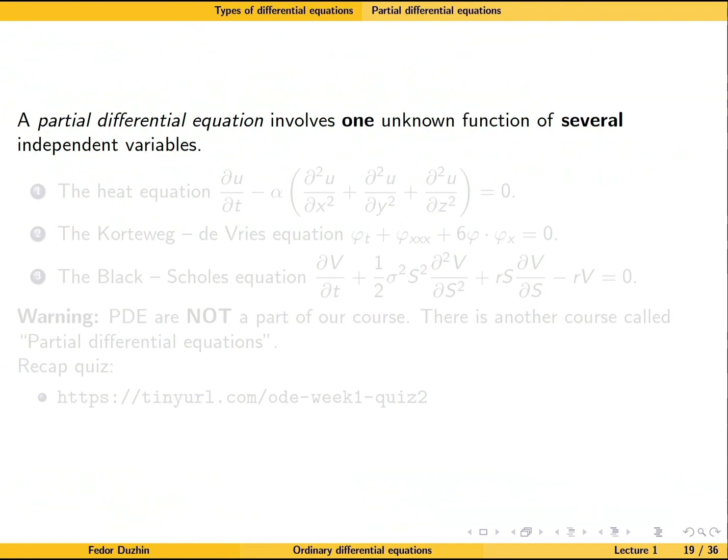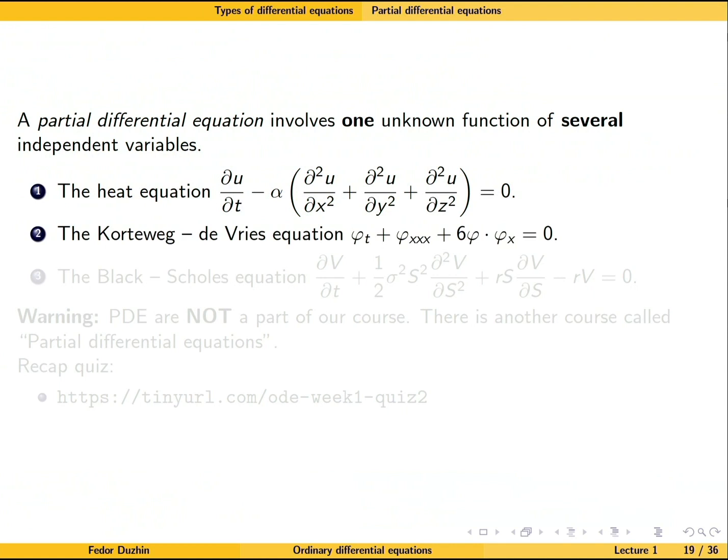Then a related concept is a partial differential equation. A partial differential equation involves one unknown function, but several independent variables. So here are a few examples. Heat equation, which models the propagation of heat. This is also called the shallow water equation. The Black-Scholes equation is very, very important in finance, so it is used for option pricing.